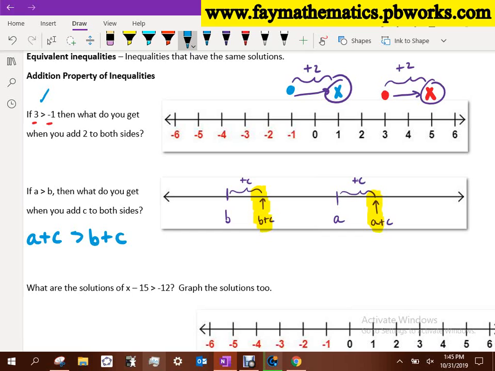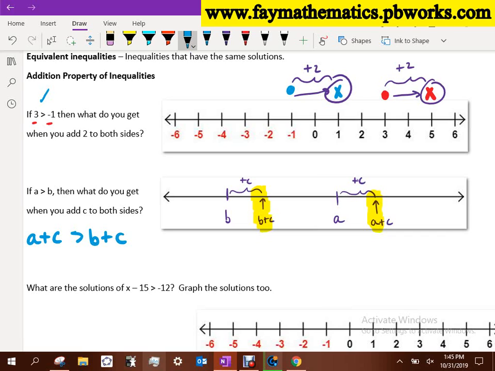Okay? That makes sense? That's what allows us to solve inequalities the exact same way as the way we solve equations. Okay? Now, when we solve equations, we do subtraction. Well, subtraction is adding the opposite. So we would just move to the left on both those instead of moving to the right.